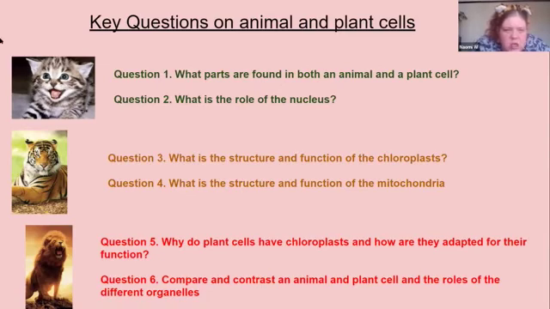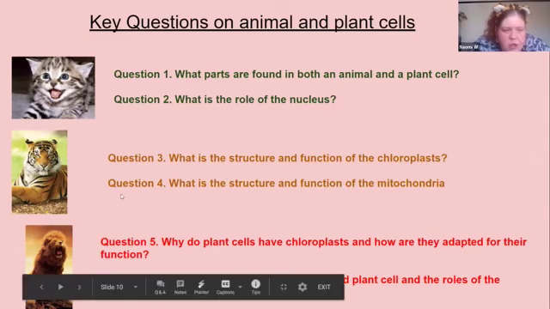And then we've got slightly harder questions, and I think most of you would like to attempt these ones, and they're the tiger questions. Okay, and then what is the structure and the function of the chloroplasts, followed by what is the structure and the function of the mitochondria. Okay, and they're slightly harder than the kitten questions, but you can give them a go.